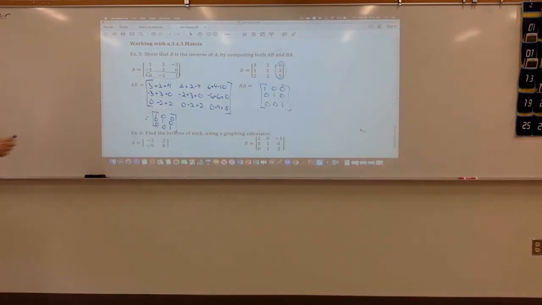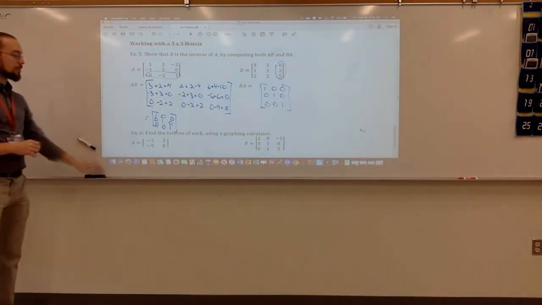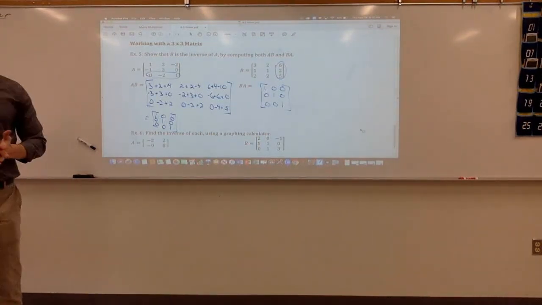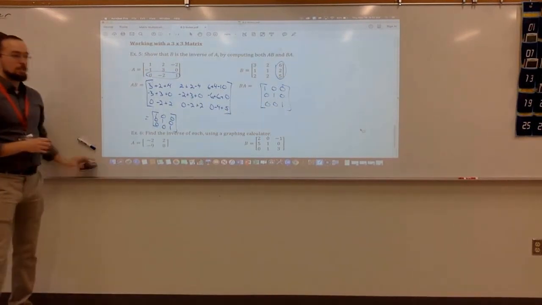So the last thing that I want to show you is finding inverses using a calculator. If you have a calculator, get it out. If you don't, grab one.